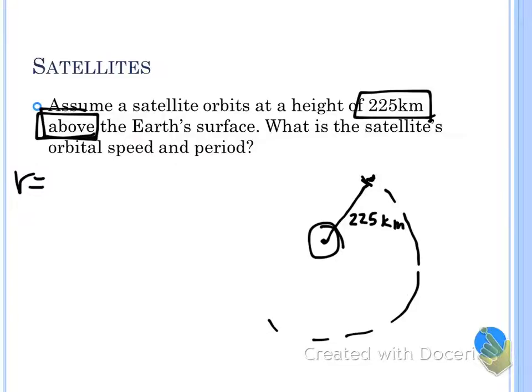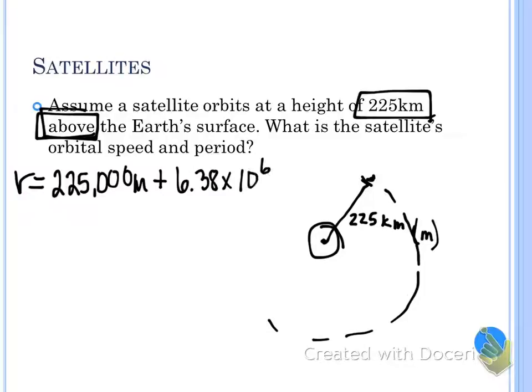Add it to the radius of the Earth, but first we need to put that into meters. Okay? So that's going to tell us 225,000 meters plus 6.38 times 10 to the 6th. That would be our radius.